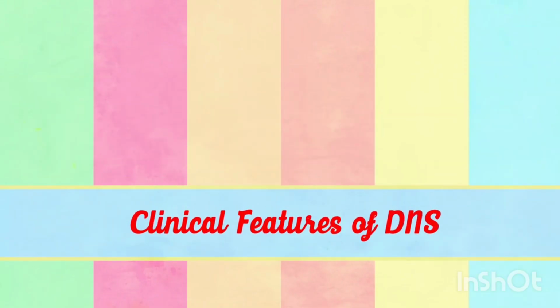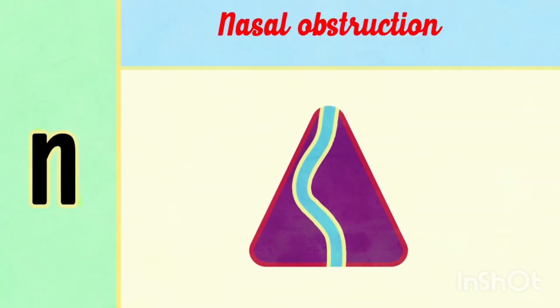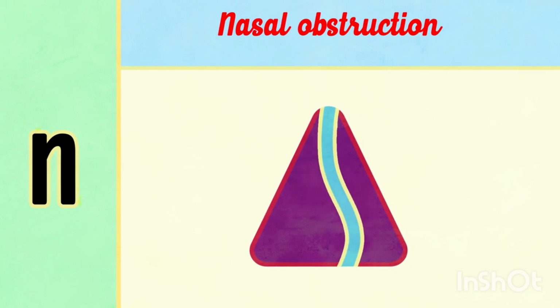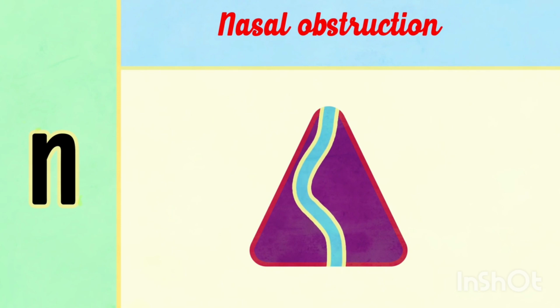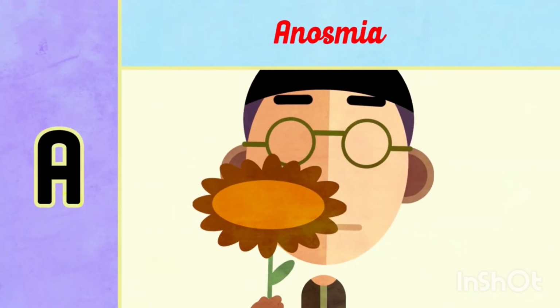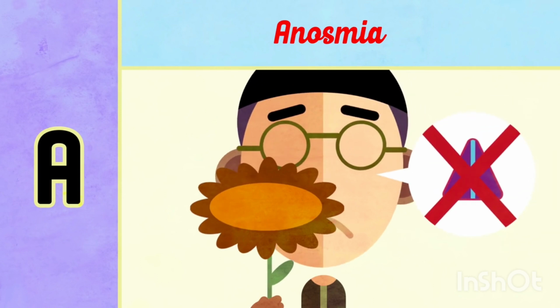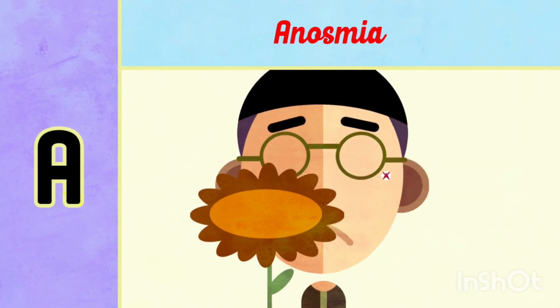Clinical features of DNS. N is for nasal obstruction. Naturally, any deviation in nasal septum causes less nasal space and results in nasal obstruction on the side of DNS. A is for anosmia. Patient is unable to smell, as there is failure of inspired air to reach the olfactory region. Loss of smell may be partial or total.